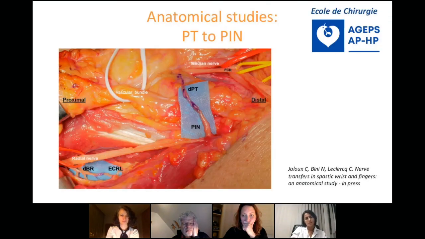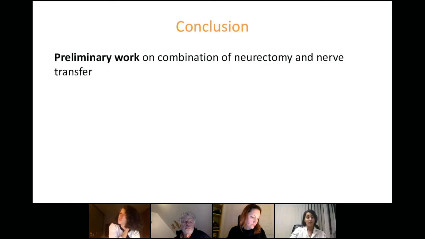And here we've also been trying to use the PT branches, so pronator teres branches. Usually the PT has 2 branches, so it's a very good muscle to use for nerve transfer. The most interesting one is the distal pronator teres branch, which is long, and that can reach the PIN, but also eventually the ECRL and the ECRB, and also the AIN if needed. The proximal is also usable, but it's shorter. And for the FCR, the FCR usually has only 1 branch, so it can't really be used to do a nerve transfer with a neurectomy at a selective level. So these results are only from preliminary works, and they are on the combination of neurectomy and nerve transfers.